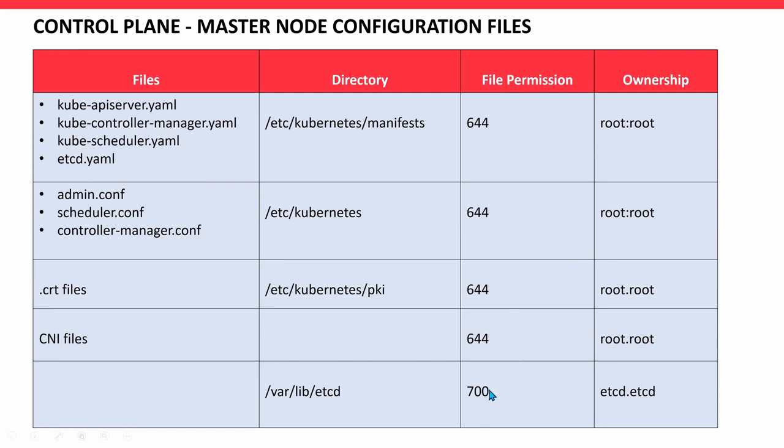Here we give file permission 700 to the folder or the directory etcd, then only the etcd user and the root can access it. Other users in the system cannot see, they cannot change any files in the specific directory. etcd is the brain of Kubernetes, so permission 700 is the right permission for the etcd folder.